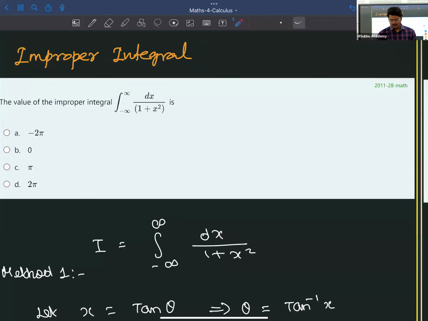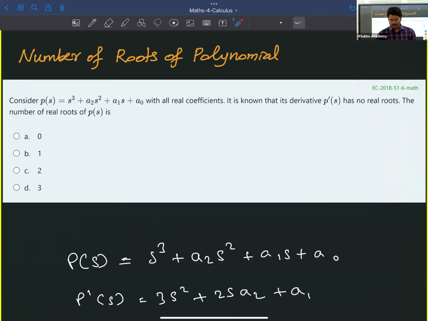That's all. Okay. Let's move on to the next question. This is the last problem of this. So, number of roots of a polynomial. What they have given us is p of s equal to s cube plus a2 into s square plus a1 into s plus a naught.